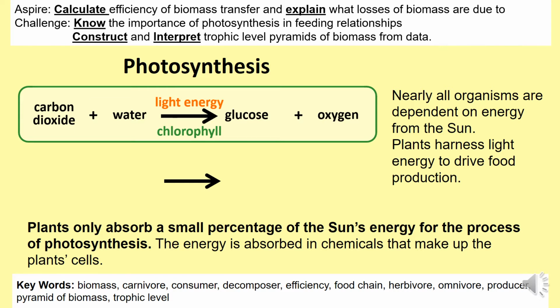Carbon dioxide from the air is mixed with water from the soil through the roots. Those two particular molecules are disassembled using light energy, and then using a molecule in the plant called chlorophyll, they're reassembled into high energy glucose and oxygen.